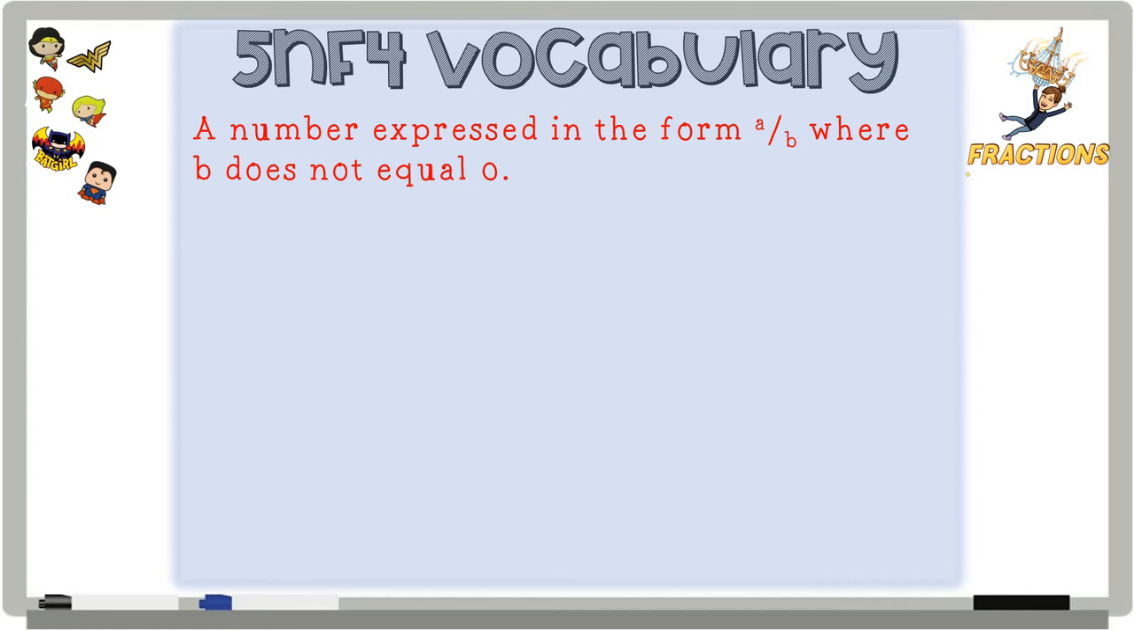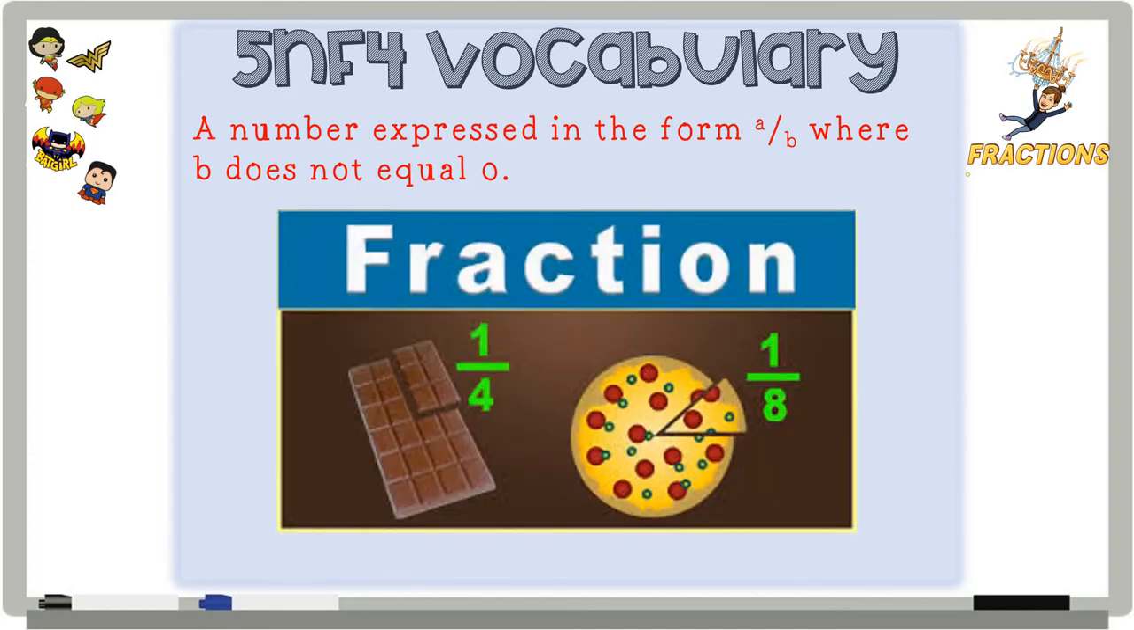So here we go. A number expressed in the form a over b, where b does not equal 0. Well, if you guessed fraction, you are correct. So a over b might have been your giveaway because it looks like a fraction. Fractions are in the form of a over b, and they tell you how many parts out of a whole you have.